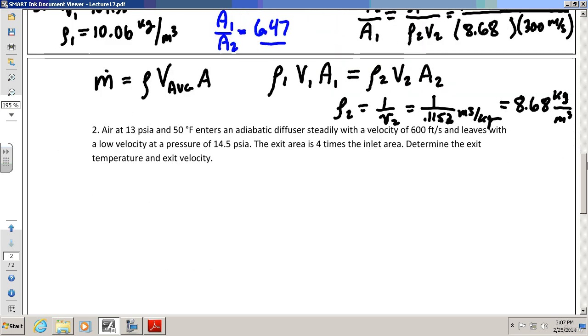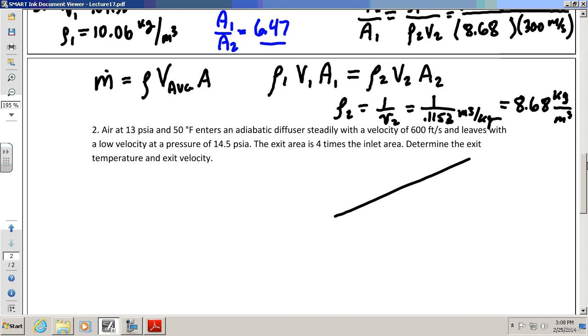Okay, we're going to go through the next one pretty quick. It's very similar. It's almost the same thing. It's just, I do have English units on this, so we'll go through it fairly quickly. Air at 13 psi and 50 degrees Fahrenheit enters an adiabatic diffuser steadily with a velocity of 600 feet per second and leaves with a low velocity and a pressure of 14.5. The exit area is 4 times the inlet area.